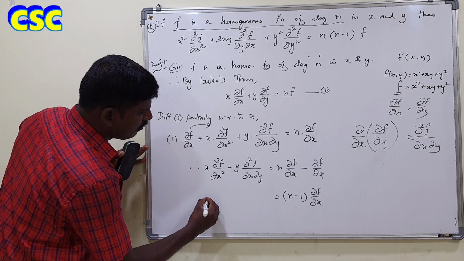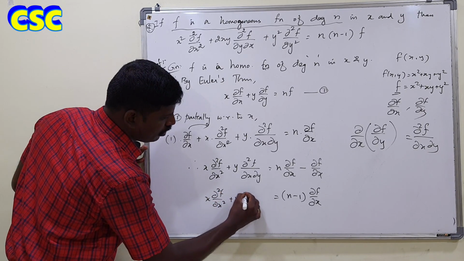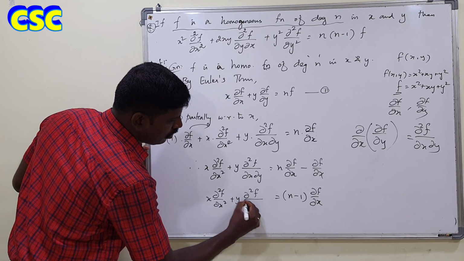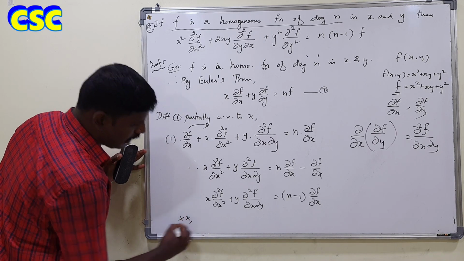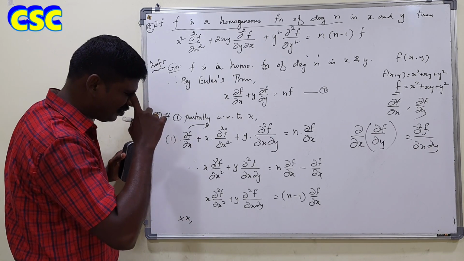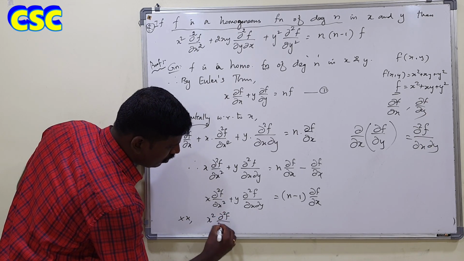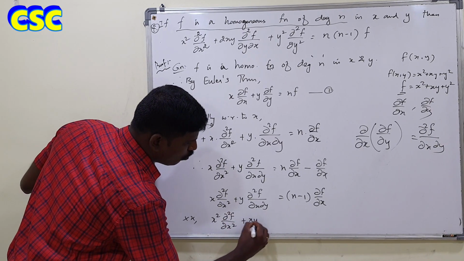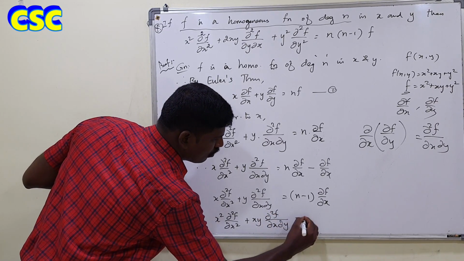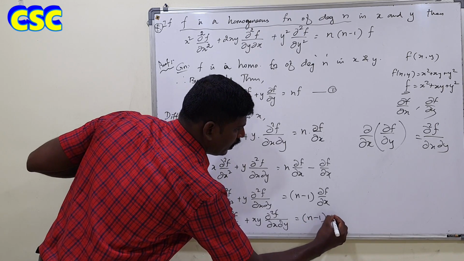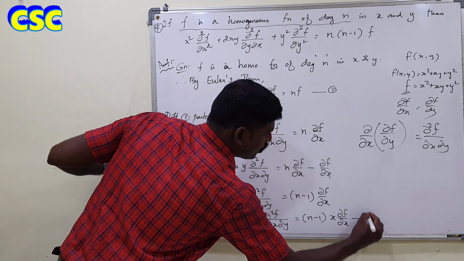So this is the value of x into dou square f by dou x square plus y into dou square f by dou x dou y. Now I am going to multiply this by x. What will we get? x square into dou square f by dou x square plus x into y into dou square f by dou x dou y is equal to n minus 1 into x into dou f by dou x. Call this equation number 2.